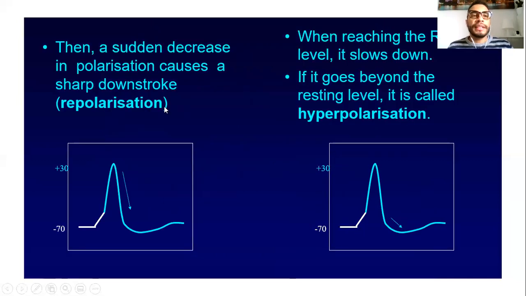Then a sudden decrease in polarization causes a sharp downstroke to this curve. So this is the repolarization. When reaching the resting membrane potential level here, it slows down. So it doesn't go so sharp, so rapid. It goes slower here. And if it goes beyond the resting level, again, it's called hyperpolarization, because the membrane potential is now more negative than the resting membrane potential level. So the cell can be hyperpolarized in the end.